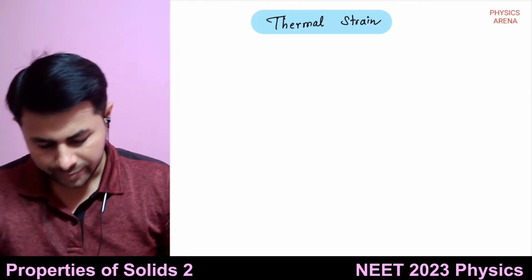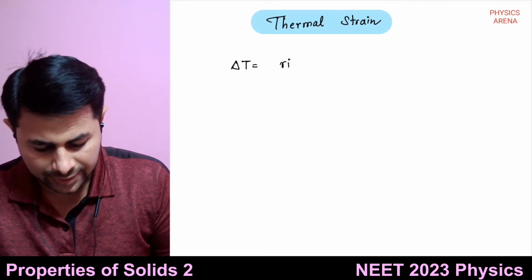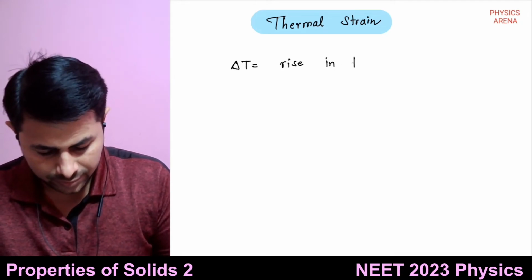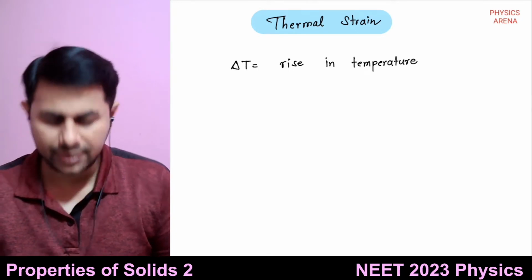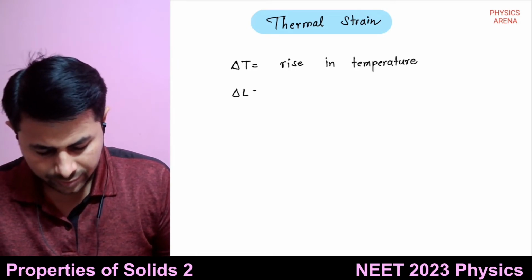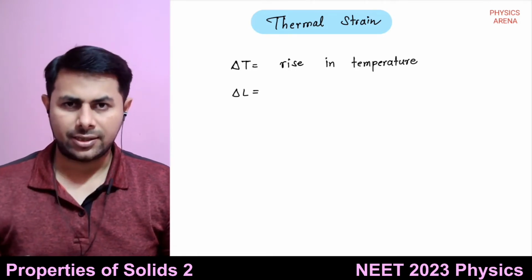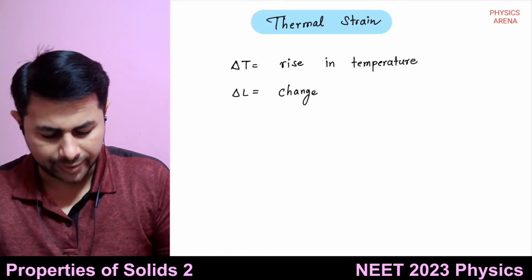Okay, very simple. So let's suppose the delta T is rise in temperature, and it causes this much change in length. Delta L is change in length of wire.